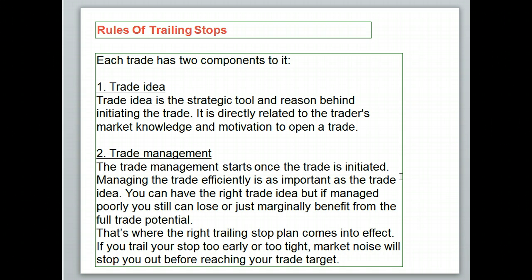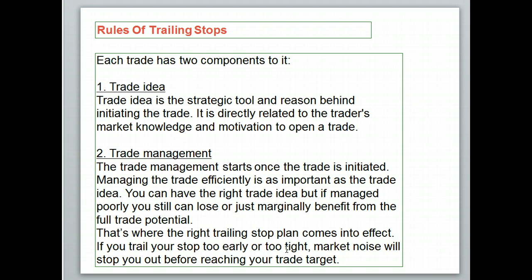if you manage the trade poorly, you still can lose, or you can just marginally benefit from your full trade potential. And the reason why trade management most oftentimes fails is due to the fact that you do not have the right trailing stop. And if you incorporate the right trailing stop into effect, your trade management will become much more successful.